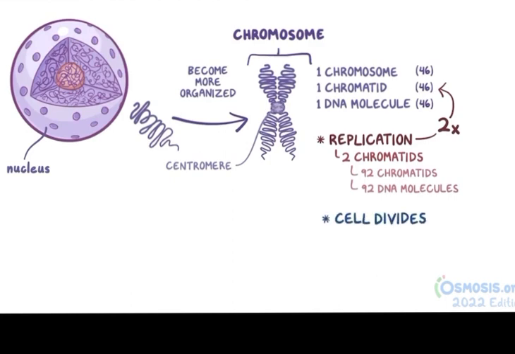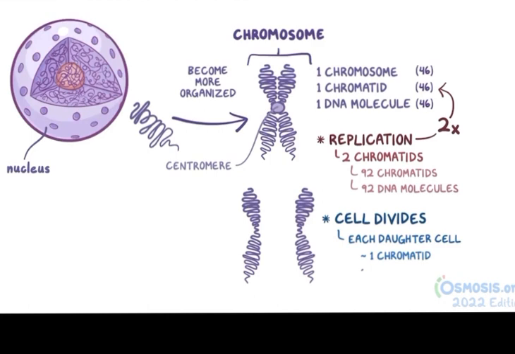After the cell divides, the sister chromatids separate, and each resulting daughter cell gets one chromatid made up of a single DNA molecule. So back to 46 chromosomes, 46 chromatids, and 46 molecules of DNA, which once again look like chromatin noodles inside the nucleus.